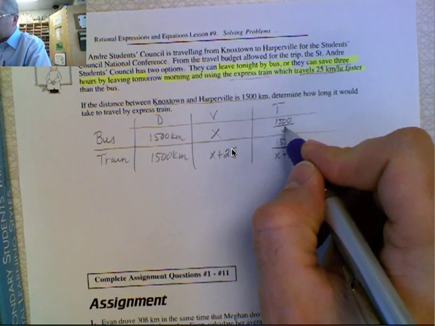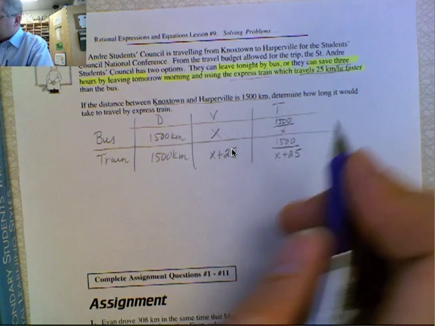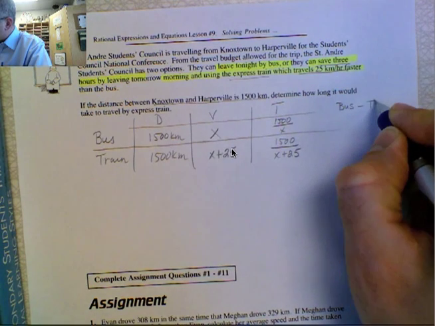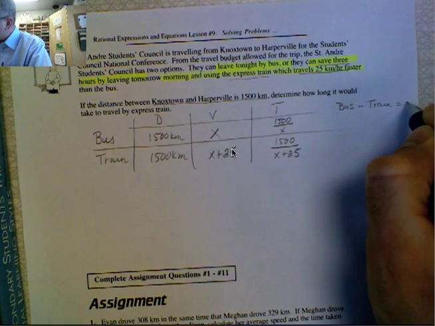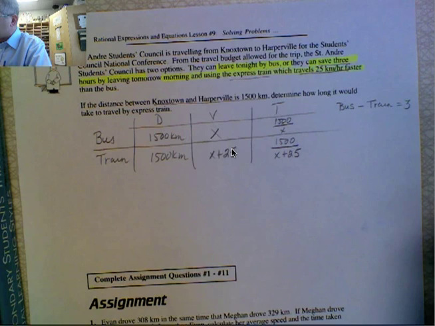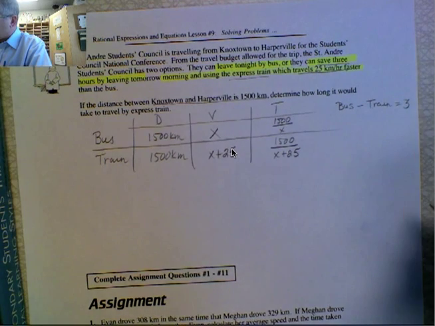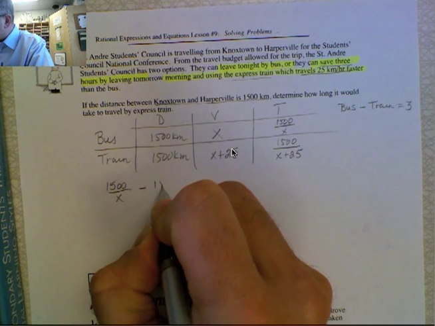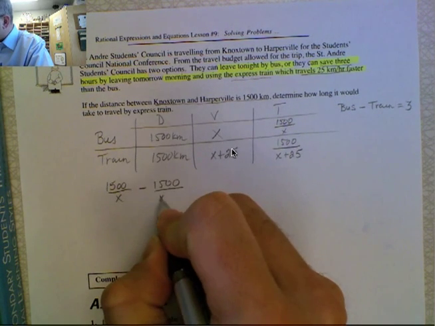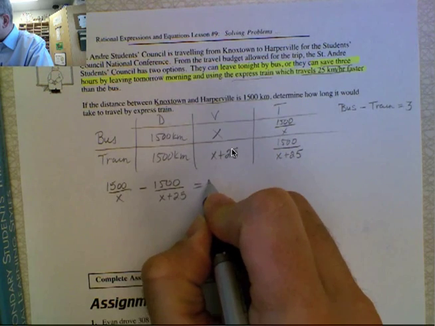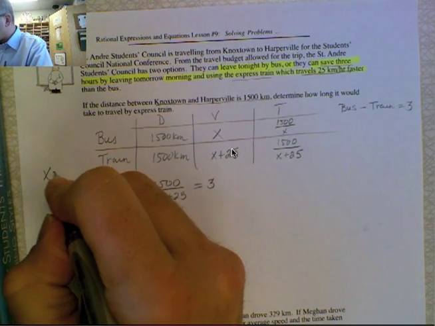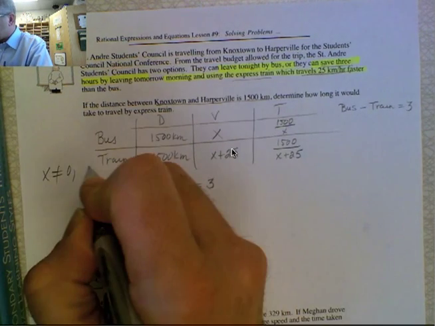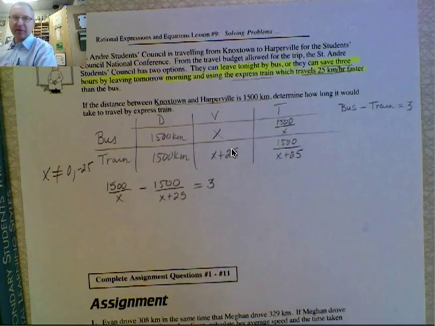So that means the bus goes slower. So that means if I take the time for the bus and I take away the time for the train, that should give me 3 hours difference. So that's going to help me set up my equation. It's going to be 1,500 over x minus 1,500 over x plus 25 equals 3. Now our restrictions are that x cannot be 0 and x cannot be negative 25.